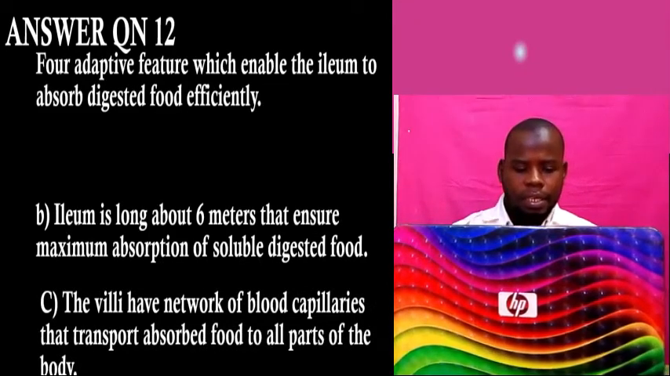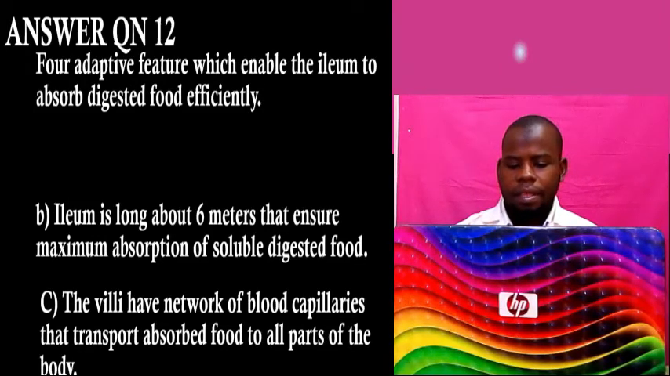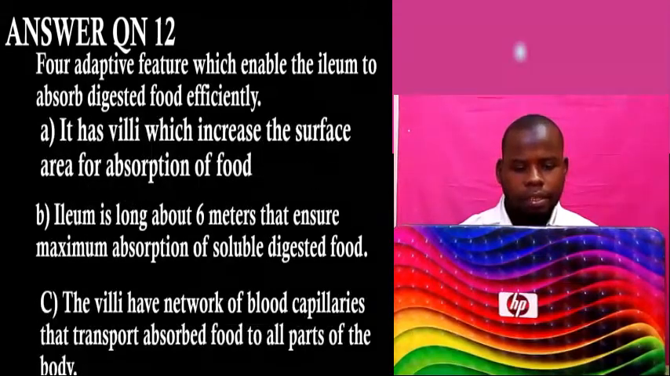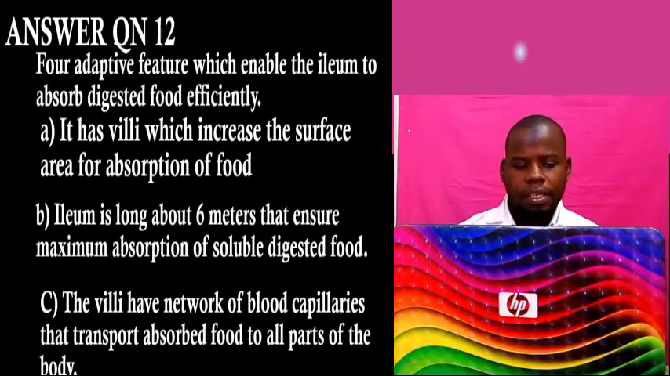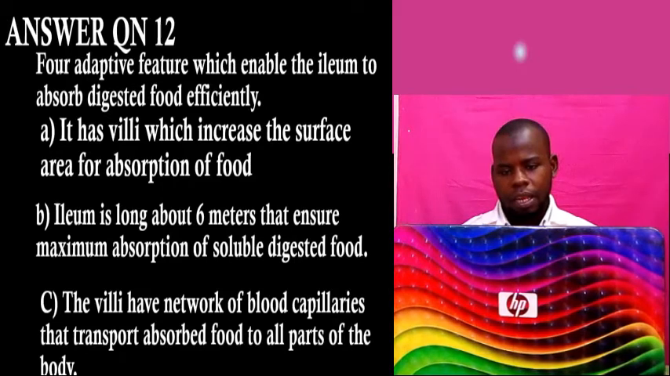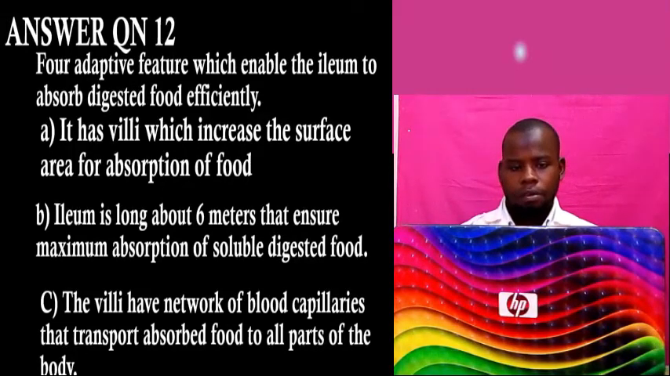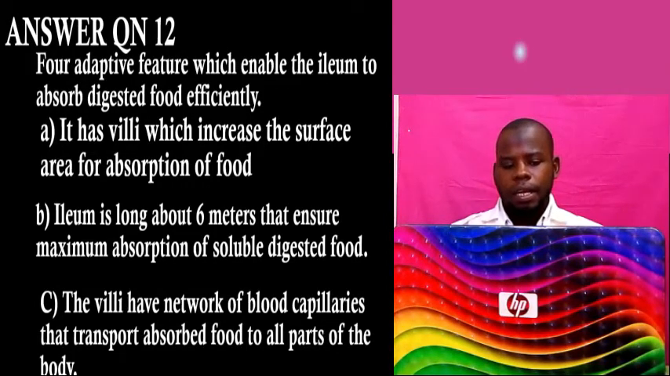Another: it has villi. The villi have a network of blood capillaries that transport absorbed food to all parts of the body. Another point: it has villi which increase the surface area for absorption of food. It has villus-like projections. The second is that it is long, which ensures maximum absorption. The villi have a network of blood capillaries that transport absorbed food to all parts of the body.